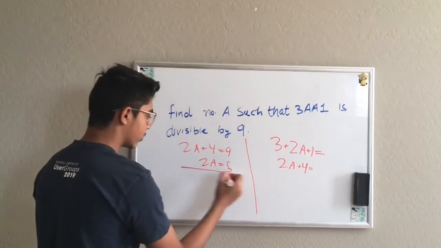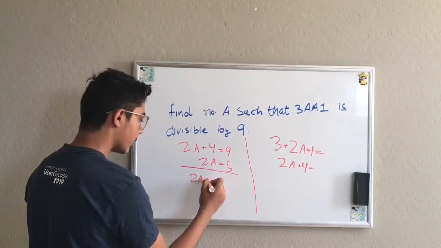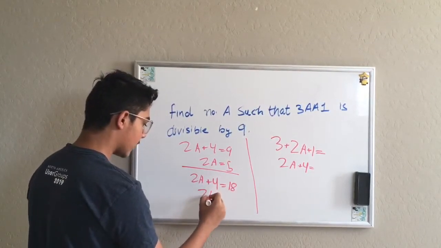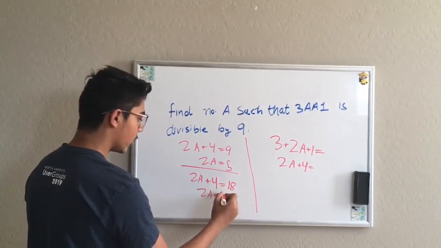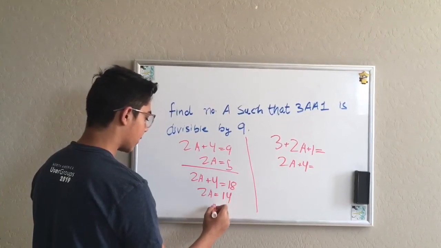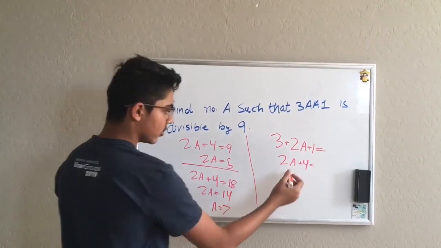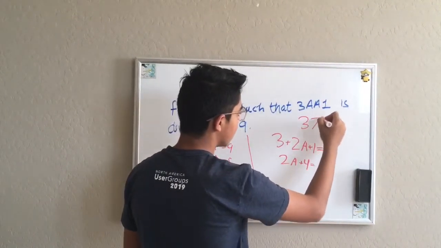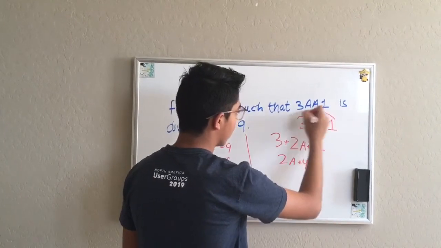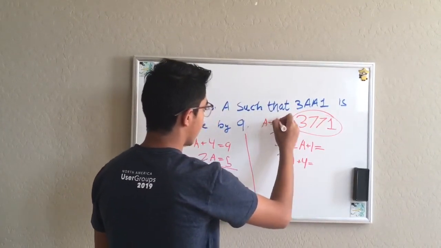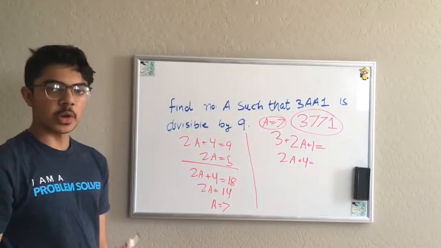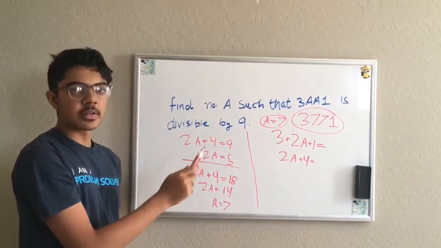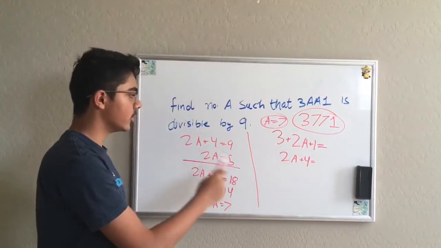So then let's try the next one. 2a plus 4 equals 18. So then 2a equals 18 minus 4, which is 14, and then a equals 7. So then a would equal 7, so then it would be 3, 7, 7, 1. And that would be our answer. So remember, when you're doing these, just don't focus too much on the variable. Just remember the factoring thing, and then just do it intuitively.